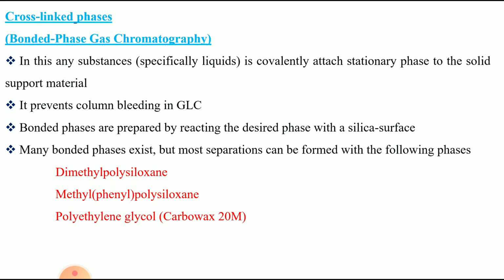Bonded phases are prepared by reacting the desired phase with a silica surface. Many bonded surfaces are available in the market, like the dimethyl polysiloxanes, methyl phenyl polysiloxanes, and polyethylene glycols.